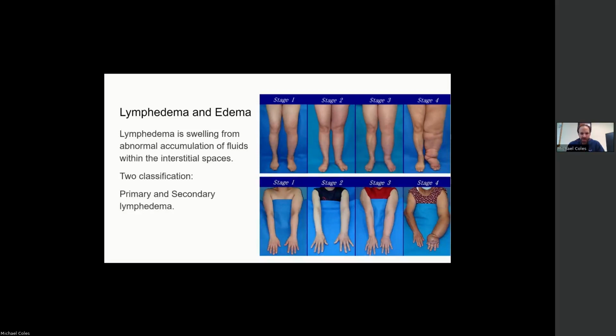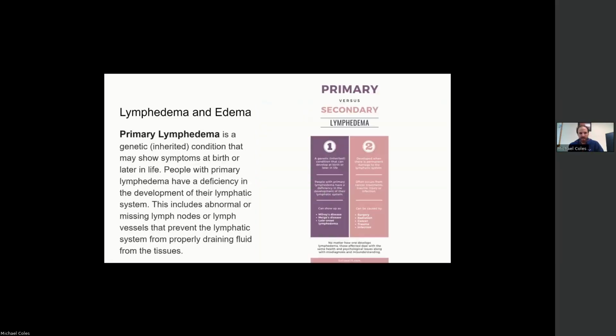You have two classifications of lymphedema. It's primary and secondary. Primary is inherited. It's more of a condition from birth that can show at birth or show later in life. There's some sort of deficiency where your lymphatic system is not working properly. You could have abnormal lymph nodes that are misshapen, or you have missing lymph nodes or lymph vessels that don't work properly to transport the fluid back up into the system or drain the fluid properly. So some sort of technical malfunction of the blueprint itself, the scaffolding.